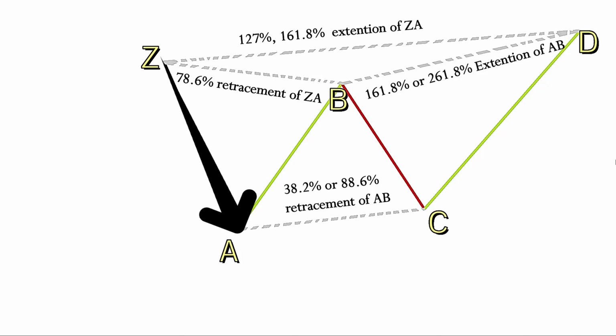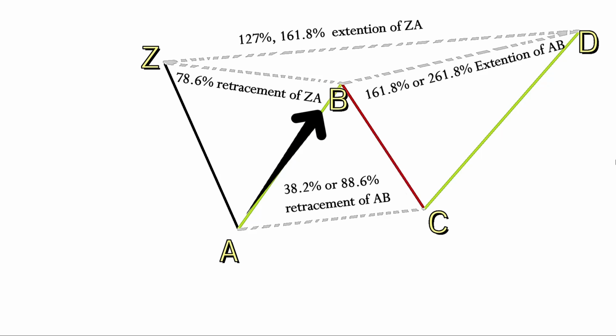Move BC can be either 0.382 or 0.886 retracement of AB. If the retracement of BC is 0.382 of move AB, then CD should be 1.618 extension of the move BC. Alternatively, if move BC is 0.886 of AB, then CD should extend to 2.618 of BC. CD should be 1.27 or 1.618 extension of move ZA.